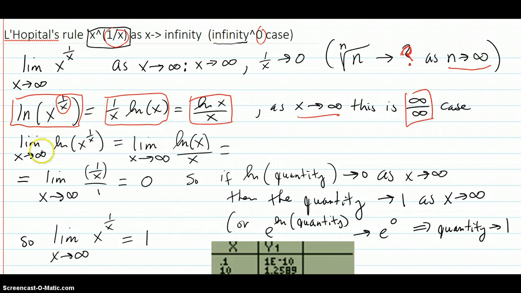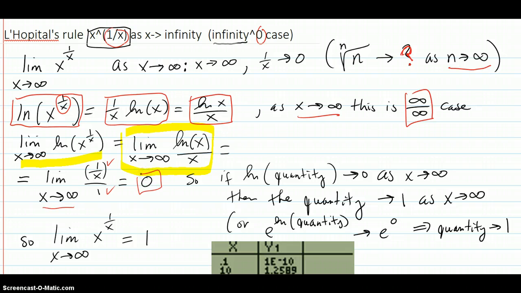So the limit of log of x to the 1 over x would then be the same as the limit as x goes to infinity of log x over x. And we employ L'Hopital's rule. We take the derivative of the numerator and you get 1 over x. The derivative of the denominator is 1, and as x goes to infinity, that certainly goes to 0.